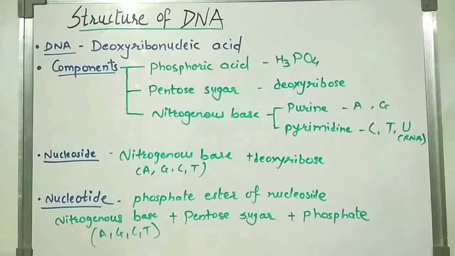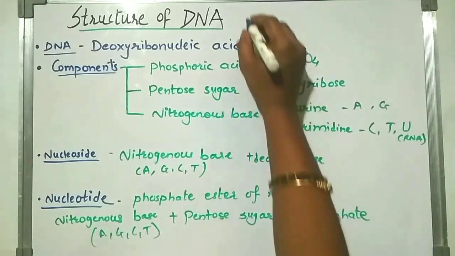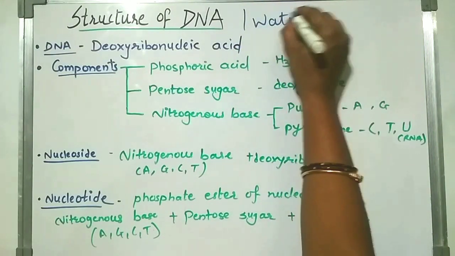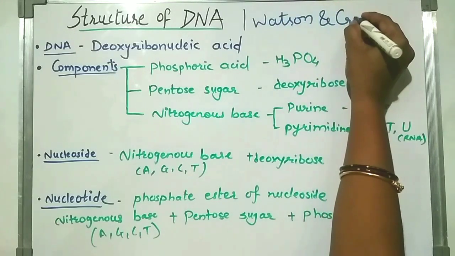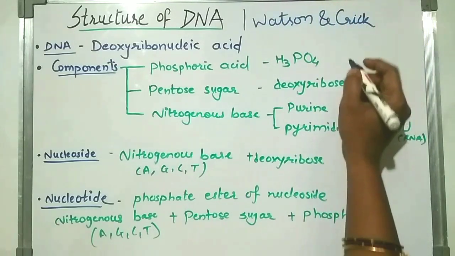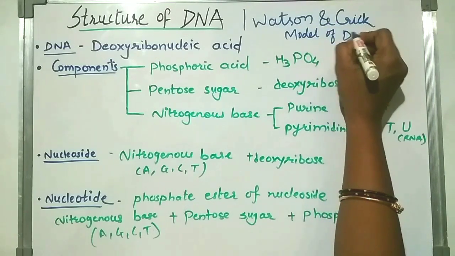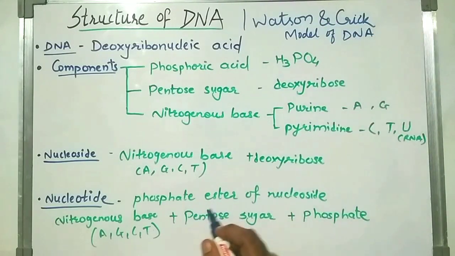See the overview of the structure of DNA. It is also called the Watson and Crick model of DNA. So first, what does DNA mean? Deoxyribonucleic acid. It is present in prokaryotic cells and eukaryotic cells, and also in mitochondria and chloroplasts.